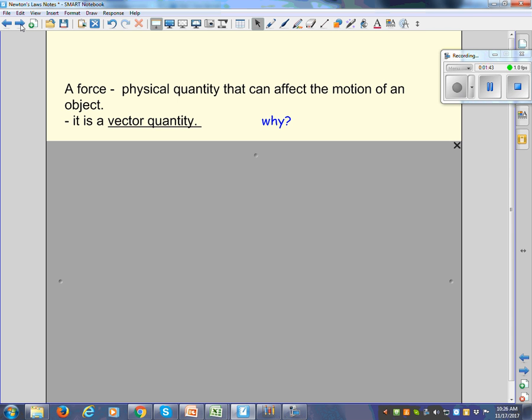Okay, so a force is simply a physical quantity that can affect the motion of an object. And it's a vector quantity. Now that's important. Why is it a vector quantity? Because it has a magnitude and it also has a direction.